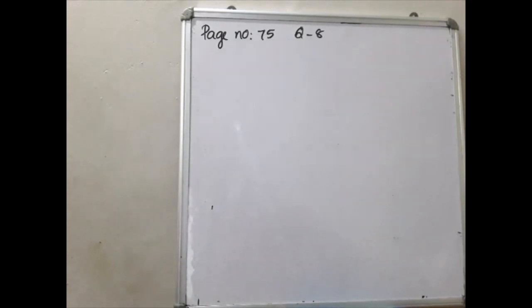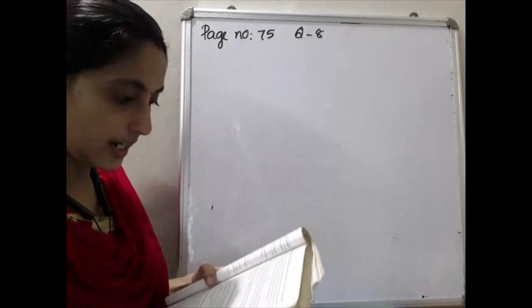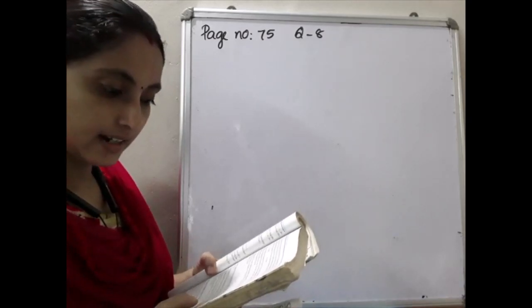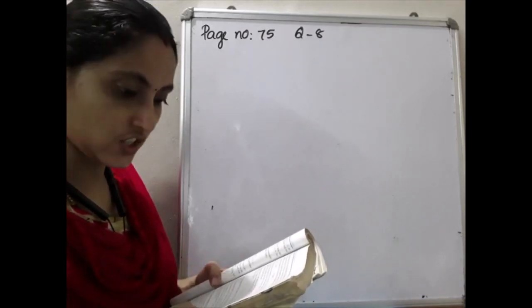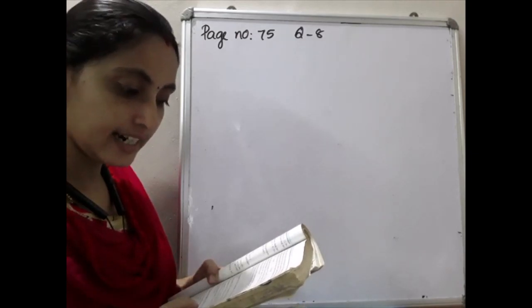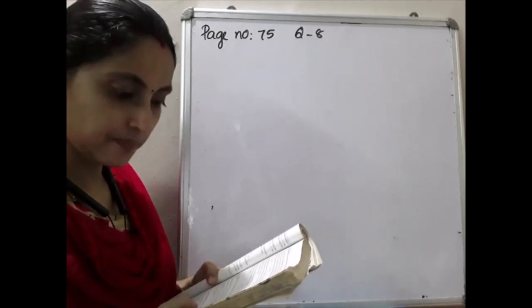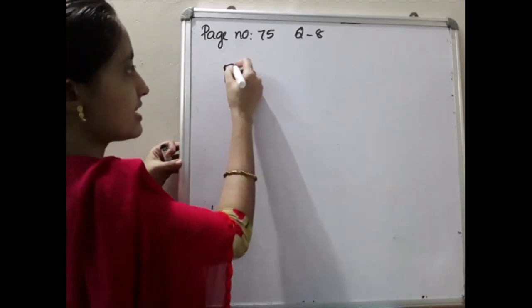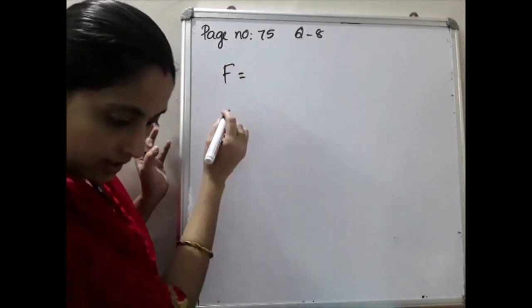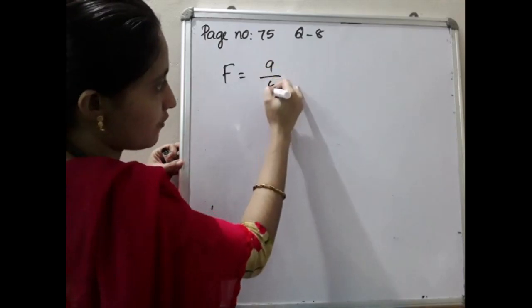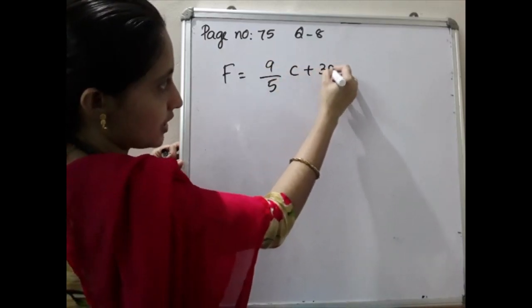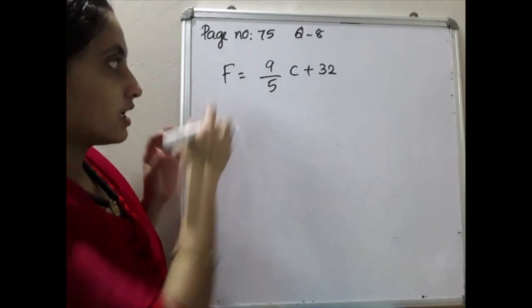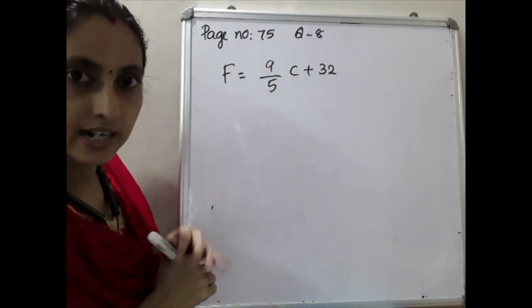Same page number 75, question number 8. Okay. In countries like USA and Canada, temperature is measured in Fahrenheit. Whereas in countries like India, it is measured in Celsius. Here is a linear equation that converts Fahrenheit to Celsius. That equation is F is equal to 9 by 5 C plus 32. This is a conversion. That is, Celsius is given, you have to find the Fahrenheit likewise.